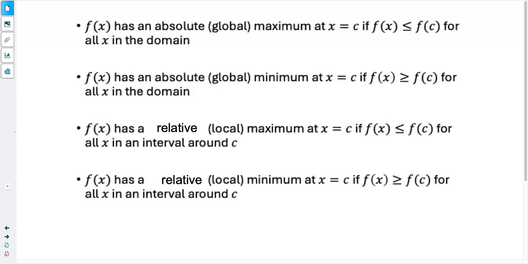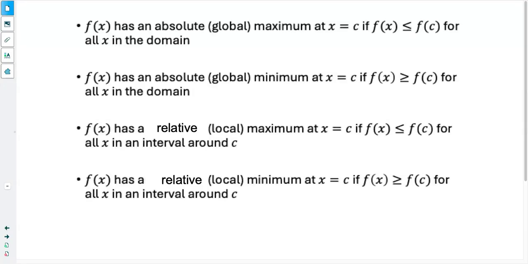Hi, today we're looking at extrema. So these look at when we either have a maximum or a minimum value. Now, in some cases, we'll have multiples. So we'll look at some definitions to get started.